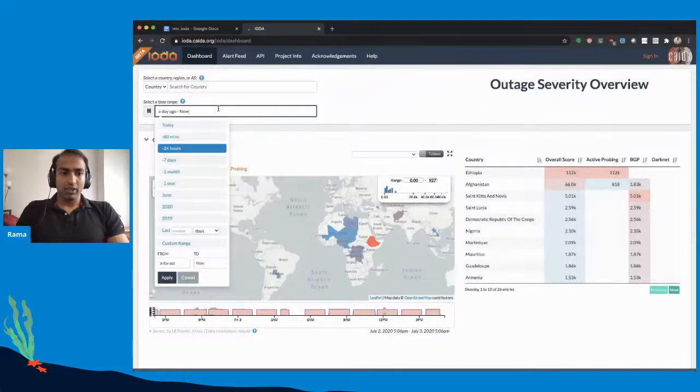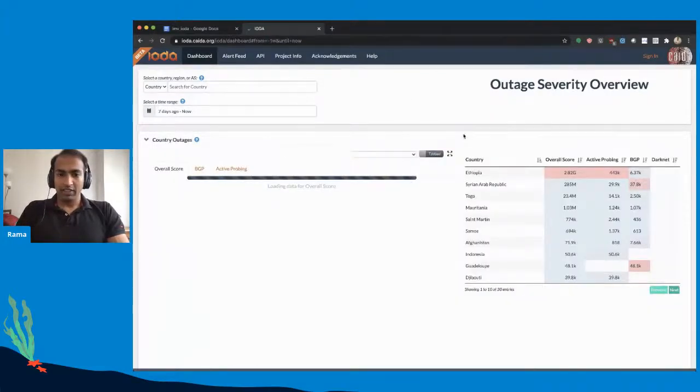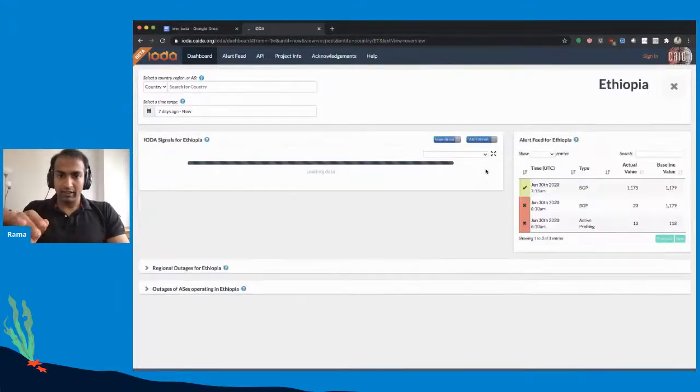Now let's take a look at the last 7 days, not just the last 24 hours. And we'll see that Ethiopia is actually indeed over here. So if we click on the link, each of these is a clickable link. And when we actually click on this link, it's going to show us the different time series signals from each of IODA's data sources for Ethiopia.